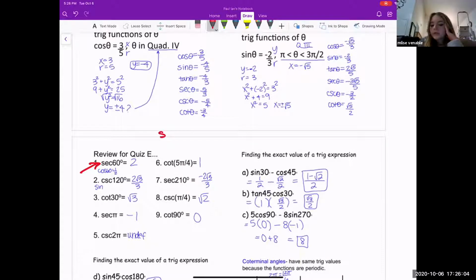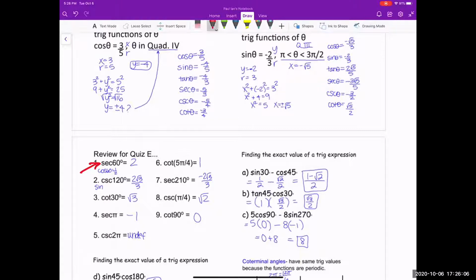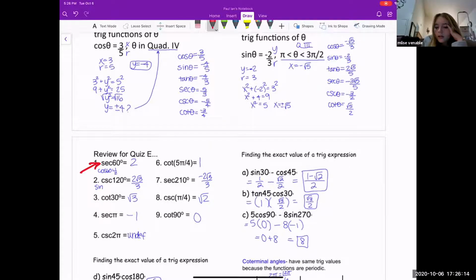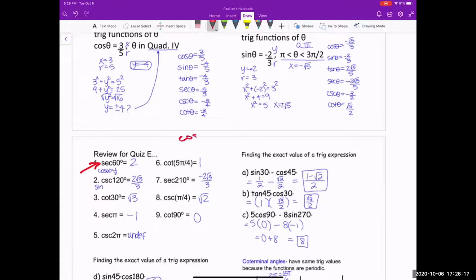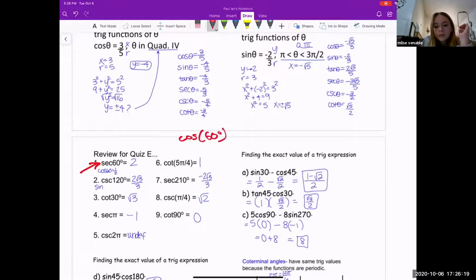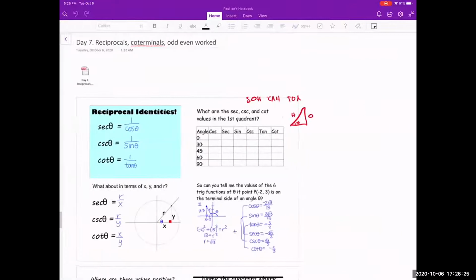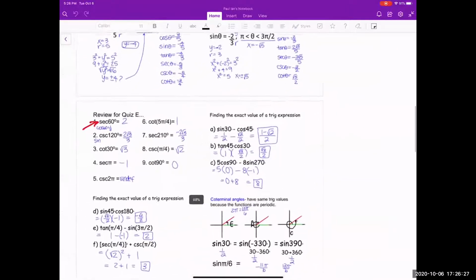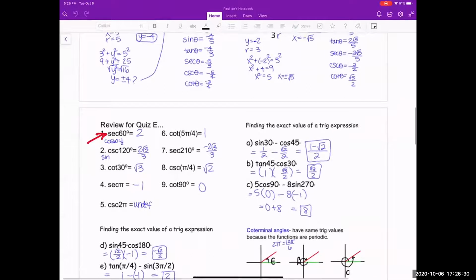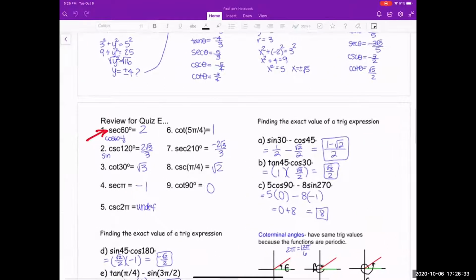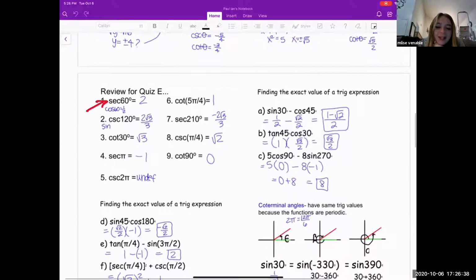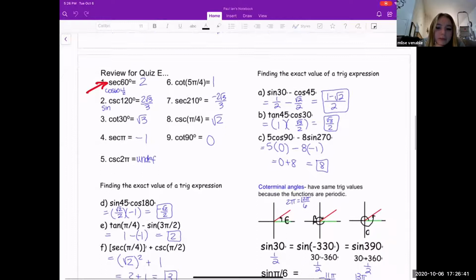This is how I would apply it first. What would be your first step if you were to find secant 60 degrees? Secant is for cosine, right? Yeah, it's the reciprocal of cosine. So you would find the cosine of it, and then you just flip it. Exactly. Every single time you have the reciprocal, find the opposite, and then do the reciprocal. Some of them you have to multiply, and then it just goes to the top.